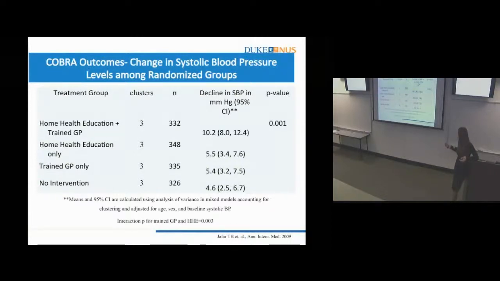And so this was a cluster randomized trial with a factorial design: either a single intervention of a trained GP only, or a single intervention of home health education only, or the combined intervention of home health education plus trained GP. And then there were 3 clusters with no intervention, or usual care. In those clusters, individuals were going to their community GPs and were not receiving any home health education by the community workers. There were 3 clusters in each. This is the N of hypertensive individuals in each cluster.